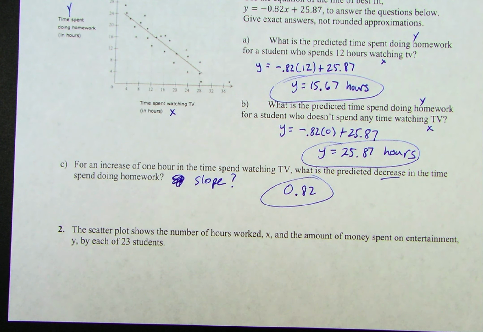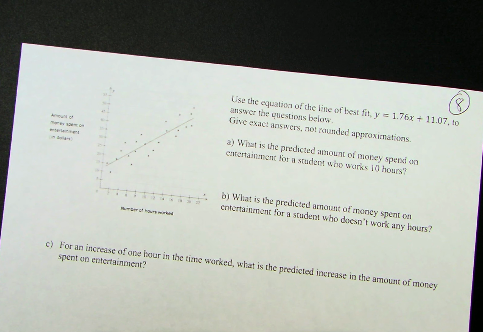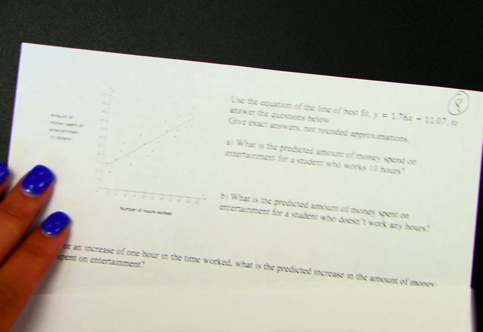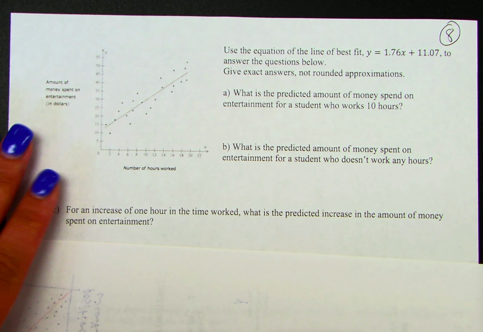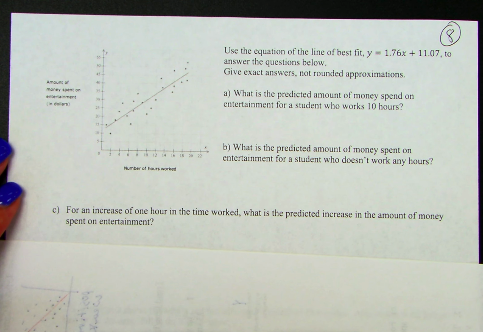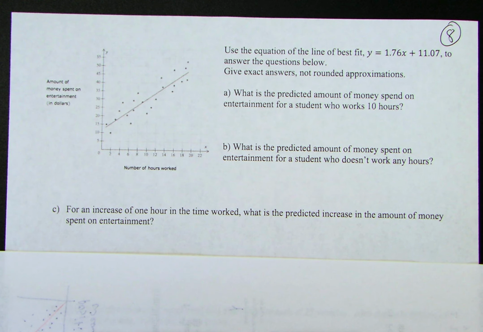So we have a scatter plot that shows the number of hours worked compared to the money spent on entertainment. So my graph is on the next page here. What I would like you guys to do is pause the video and then go ahead and answer those questions.